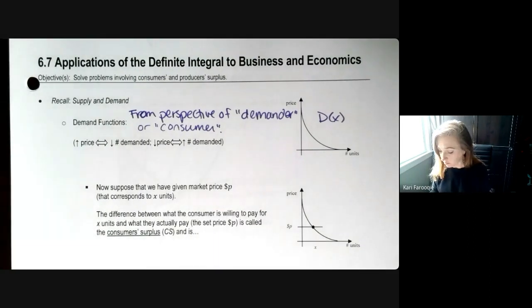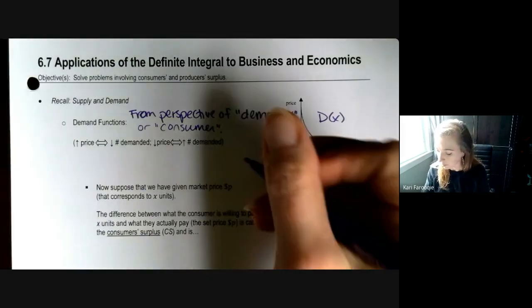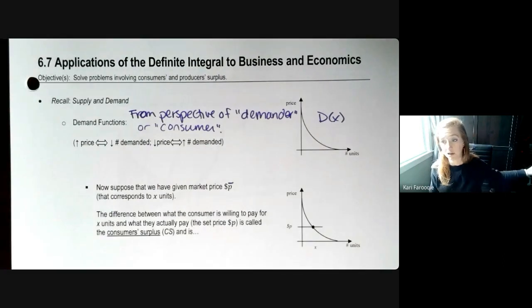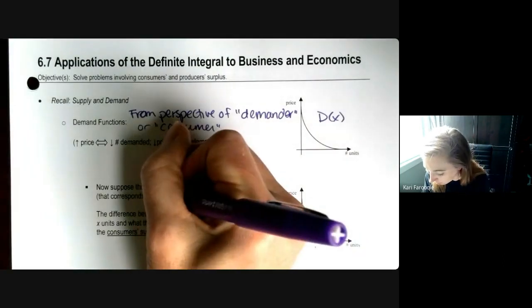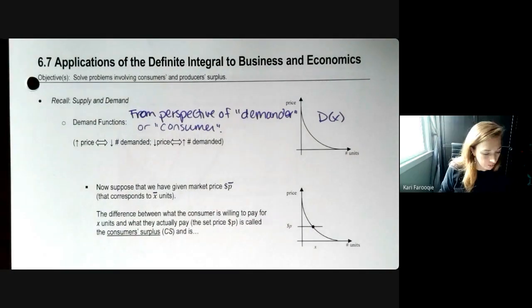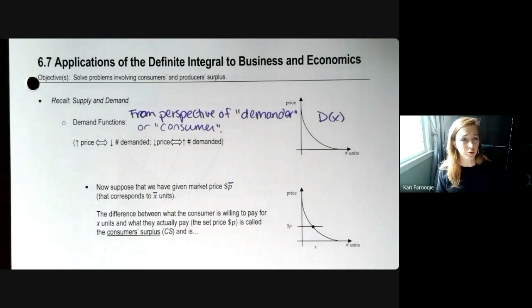Now, suppose that we're given a market price, and by the way, I'm going to be adding bars to all of these. The bars are not in your notes, but we're going to be talking today about P bar and X bar. So P bar is a given market price, and I'm just going to put bars on top of the P's, and this corresponds to X bar units. So that's going to get a bar on it. Again, there's actually a little bit more of a deep dive in your textbook of this, but basically it's just saying that X bar units corresponds to a given market price P bar.